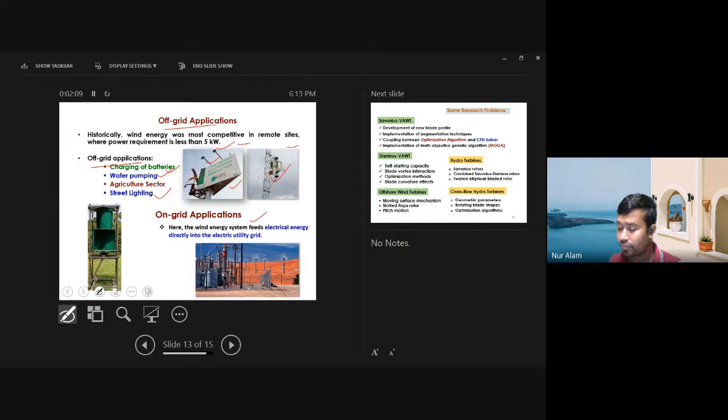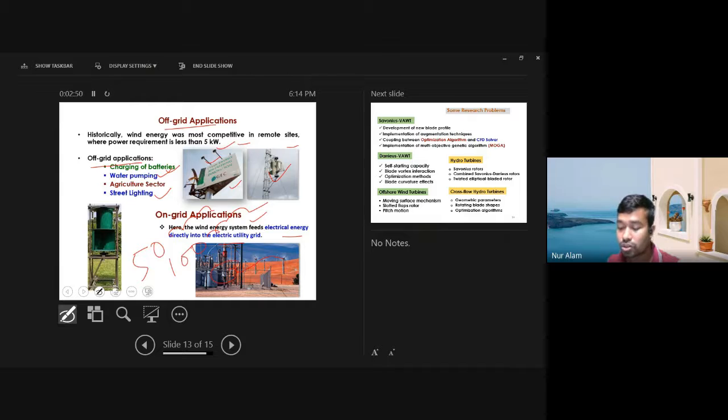And in on-grid application, you can see its applications are mainly for large scale wind turbines, whose diameter is generally 50 meter to 100 meter. This type of turbine can be connected with the electricity grid. Here we have mentioned that the wind energy system feeds electrical energy directly into the electric utility grid. That means it is a combination of the electrical energy produced from a hydropower plant or steam power plant or any other power plant, which can be combined with the wind power plant.